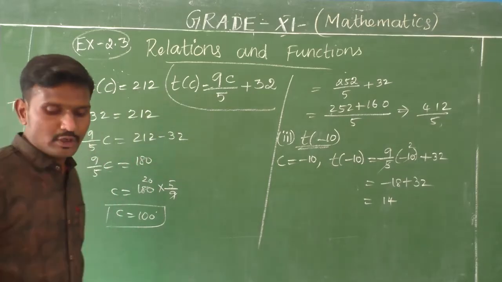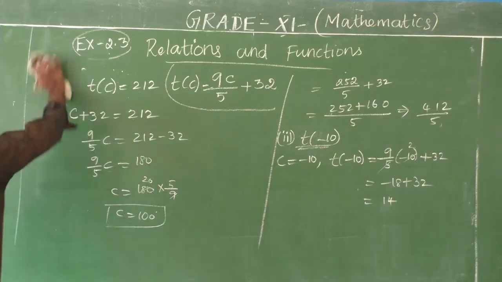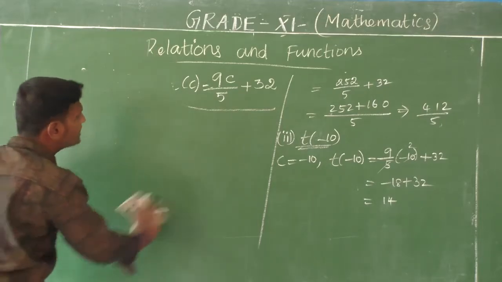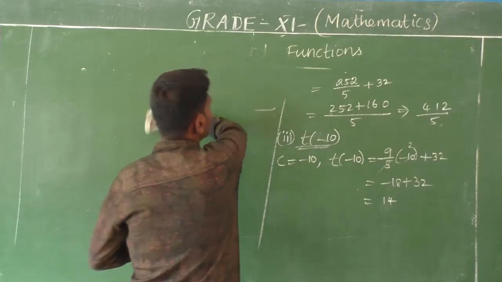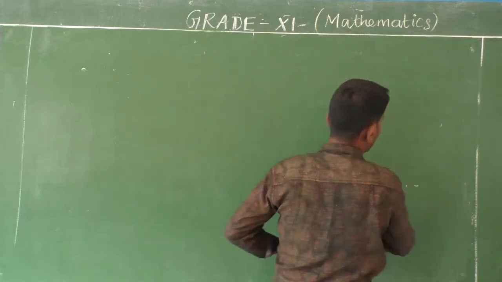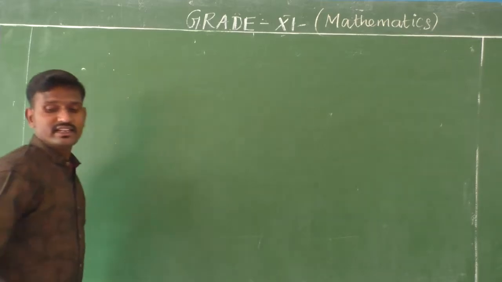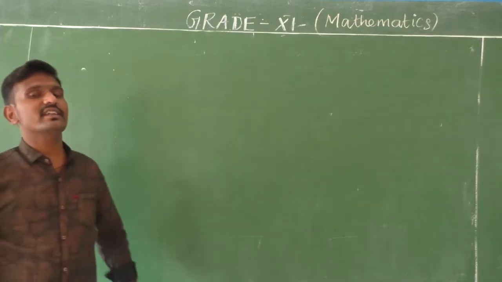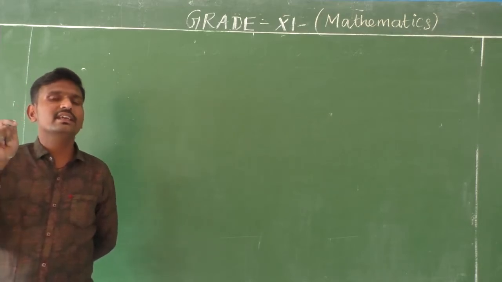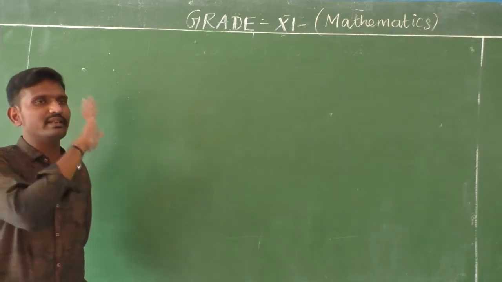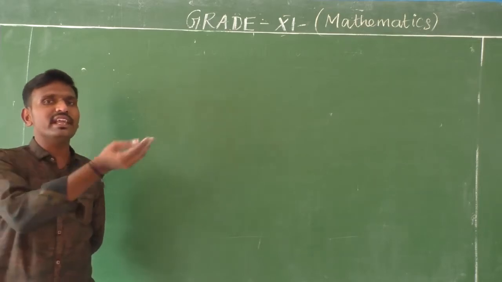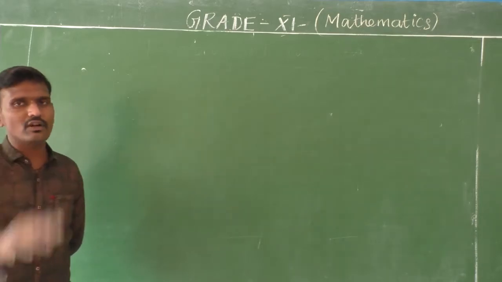Now coming to question number 2. That is also very simple, to know about the domain and range. Okay. Do you know the meaning of domain, codomain, range? The set of first elements is called the domain. The set of second elements is called the codomain. And the elements of the set B that have pre-images in the set A, that is called the range.